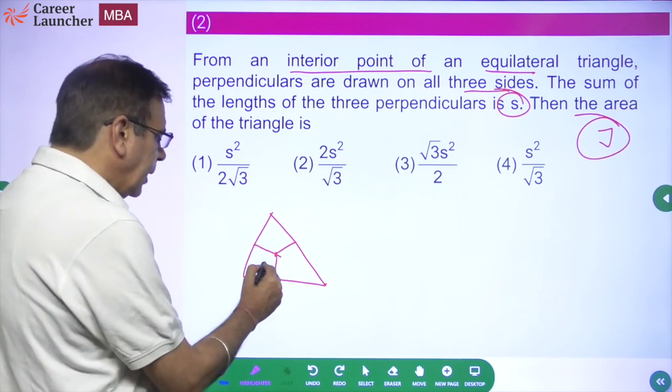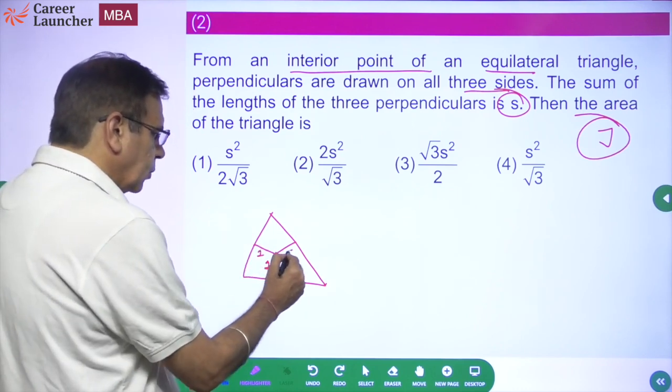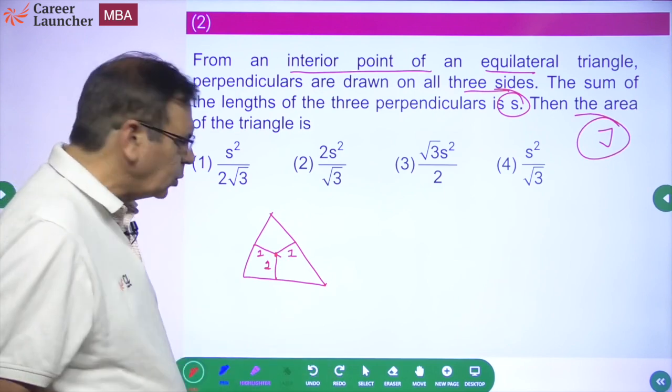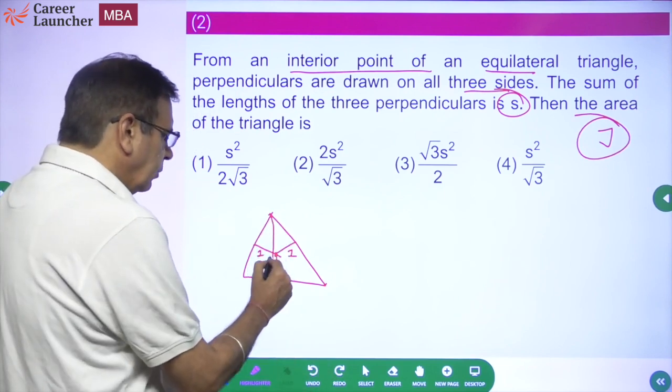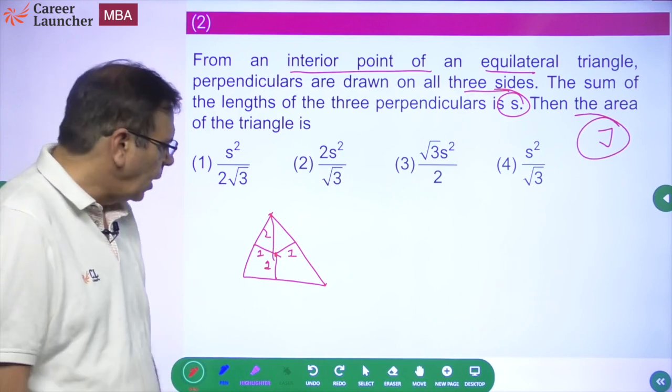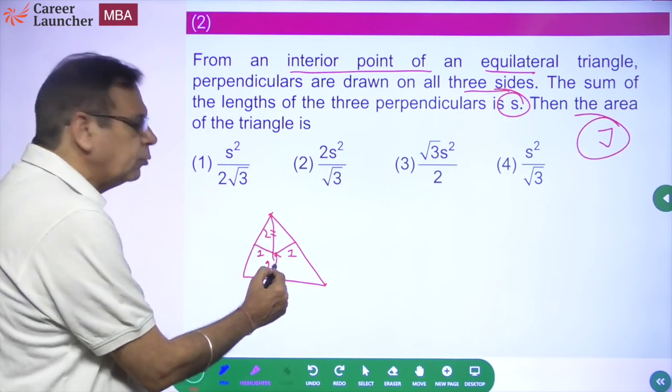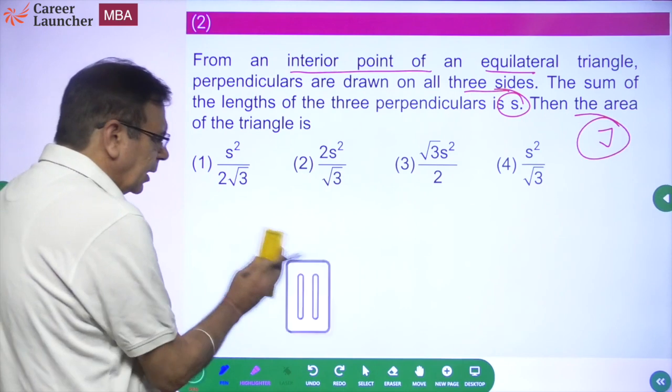Okay. Now let me assume this is 1, this is 1, this is 1. Obviously, because if we do it from the centroid, it will come out the same. So if this is a centroid, this should be 2. Why? Because this should be in the ratio of 2:1. Okay. I'll just draw the figure a little bigger.